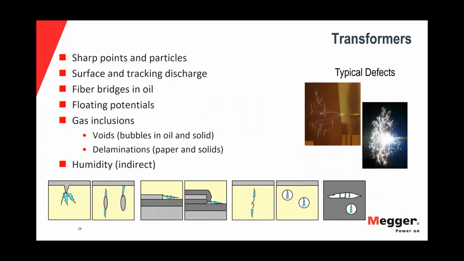So in a transformer, typical defects are sharp points and particles within the transformer, localized defects, surface and tracking discharge within layers, like between paper layers, fiber bridges in the oil, floating potential like floating particles, and gas insulation voids, like bubbles in oil and delamination in paper. So all of these various imperfections will cause a PD. Keep in mind that PD in a power transformer is localized. That means some of these faults can only be detected with PD, no other method.